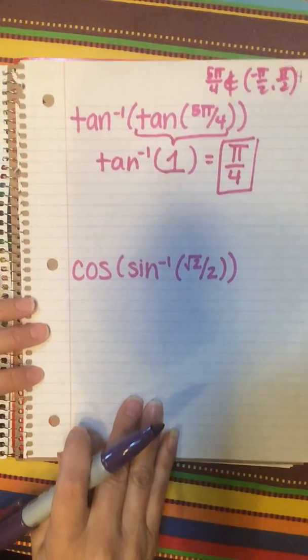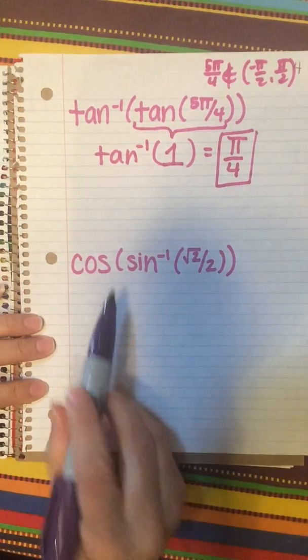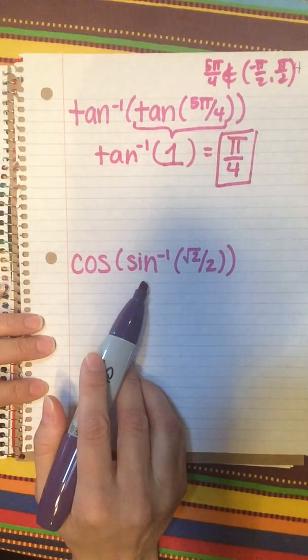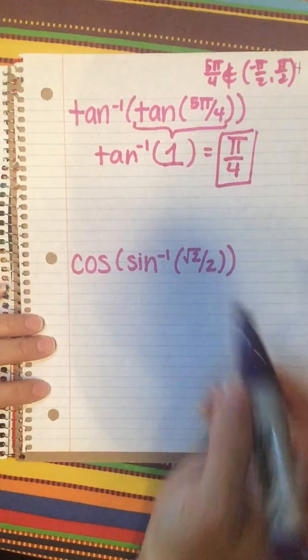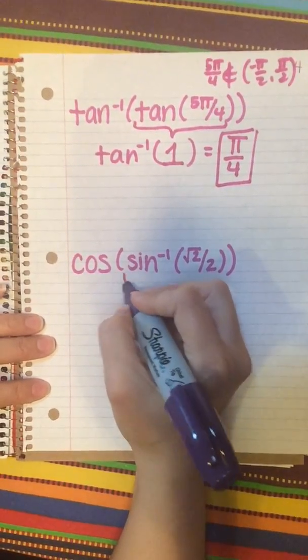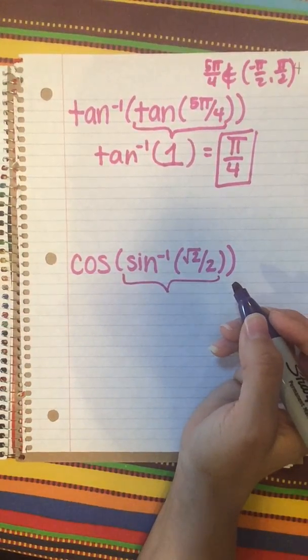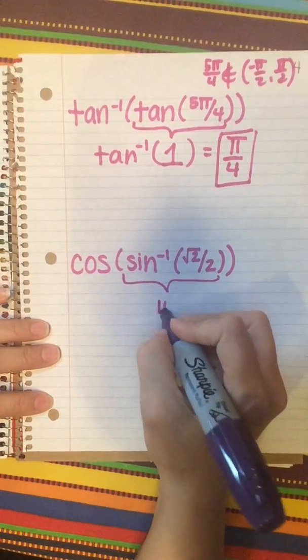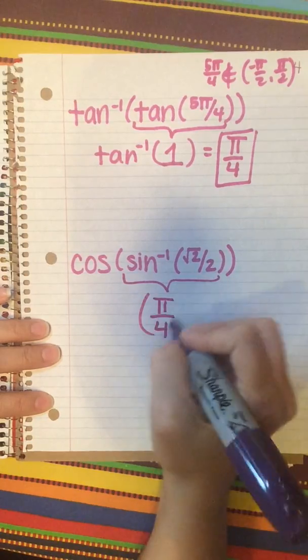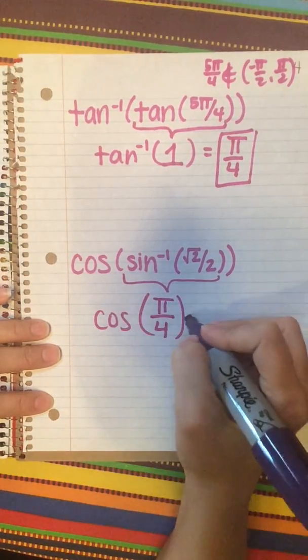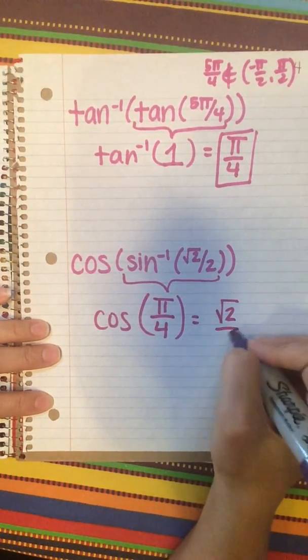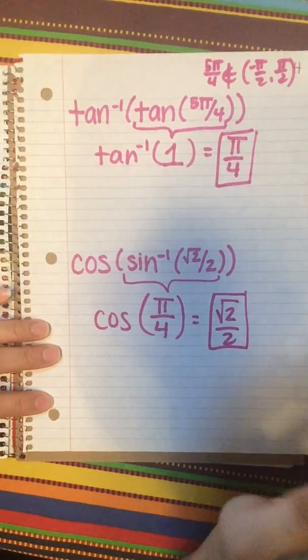All right, now down here, we can't use those rules because there's a cosine and the sine inverse. So clearly they're not going to cancel each other out. So we just work it out. Sine inverse of the square root of 2 over 2 is pi over 4. And this becomes cosine of pi over 4, which is the square root of 2 over 2. Happy coincidence. Not always going to work out that way.